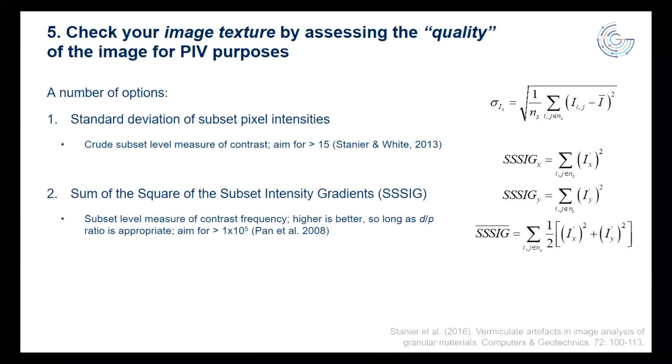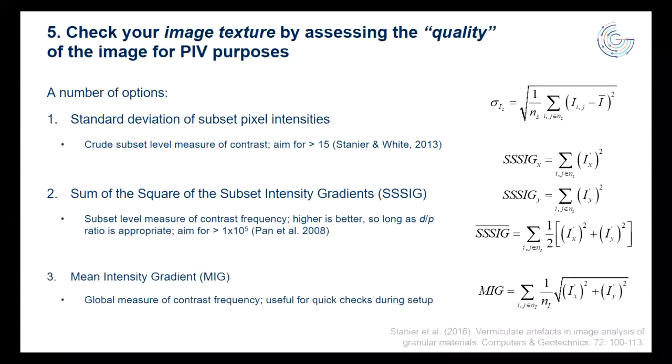Another measure might be to take what's called the sum of the square of the subset intensity gradients, or SIG. And this is looking at the contrast frequency. And in general, higher is better, but only so long as that D on P ratio is appropriate. And in general, you want to aim for about 1 × 10⁵ or greater in that particular case.